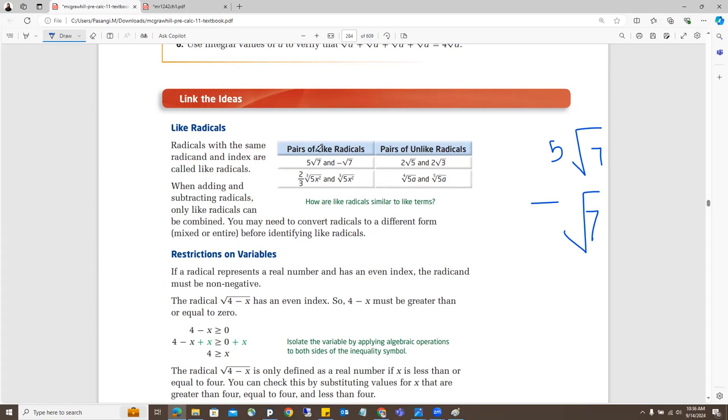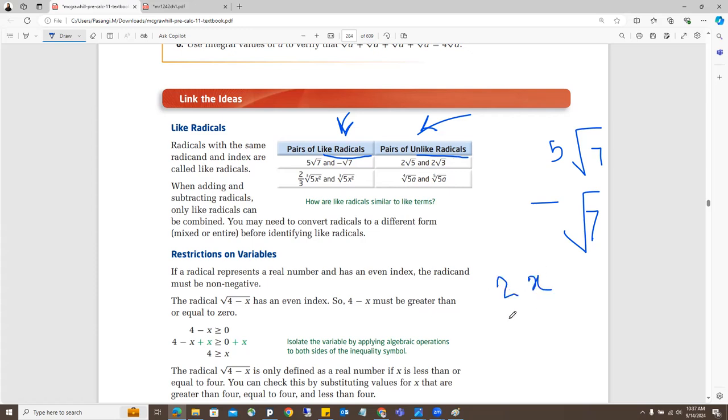So when it comes to radicals, we have two kinds: like radicals and unlike radicals. Like radicals should have the same radical part, but unlike radicals have different radical parts. See here, 5 square root 7, and here we have minus square root 7. Both have the same radical sign and terms. But here it's square root 5 and this one is square root 3. Those are two different. Is it clear? For these kinds we call them like radicals, and for these kinds we call them unlike radicals.